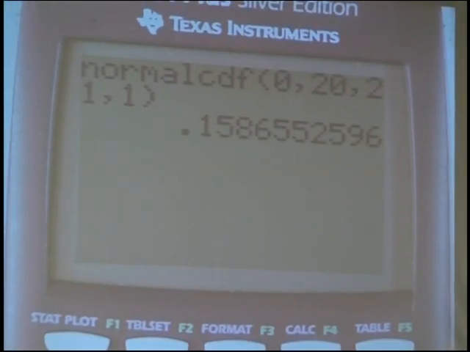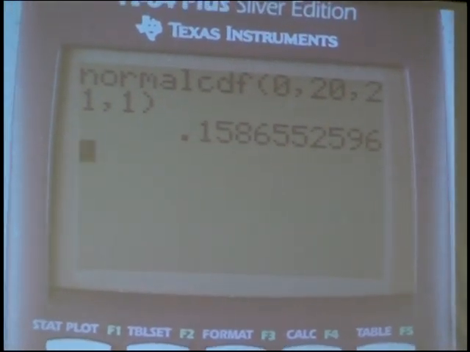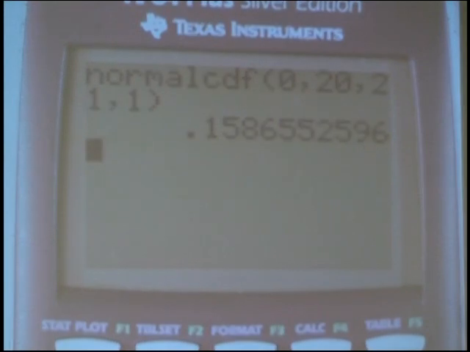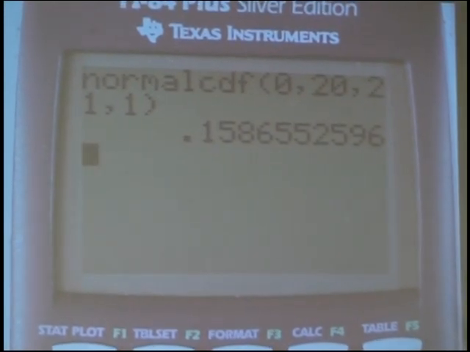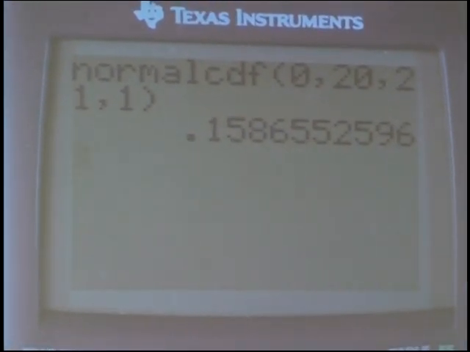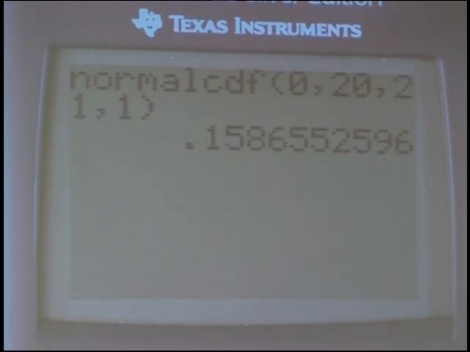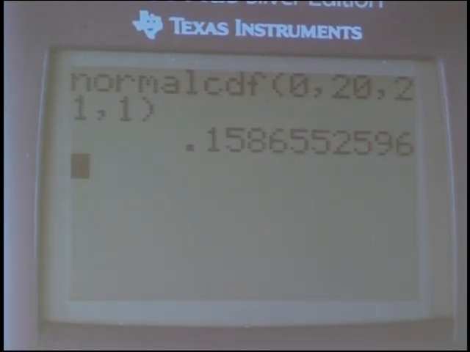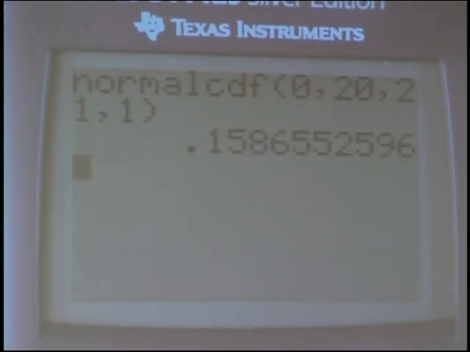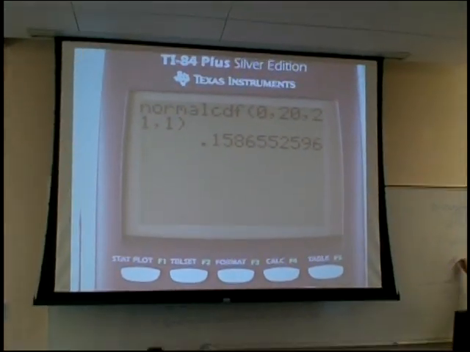And what did we get last time? Same? 0.1587? Was it just the same or is it a little bit different? 0.1587 last time? Okay, cool. Then it's just the same. They rounded up on the sheet.